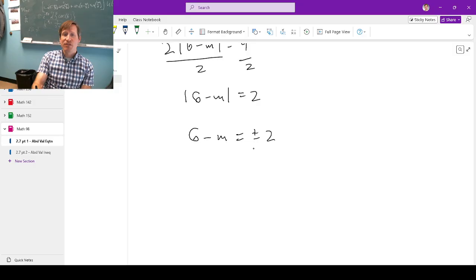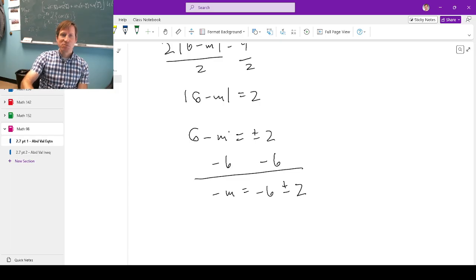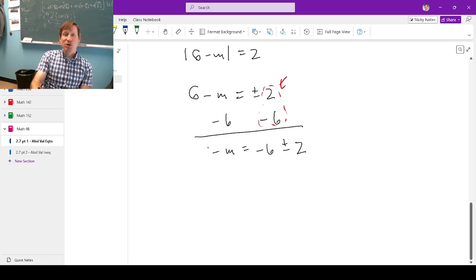And now we can finish solving for m. So subtract 6 from both sides. We get minus m equals negative 6 plus or minus 2. Again, avoid the temptation of combining the 2 and the minus 6, because this isn't 2, it's plus 2 or minus 2, right? Okay. And next we need to multiply both sides by minus 1, because that will get rid of this minus sign that's on the left-hand side.